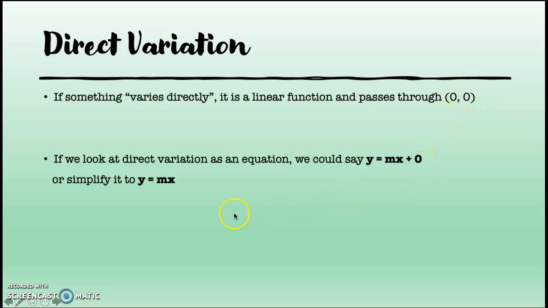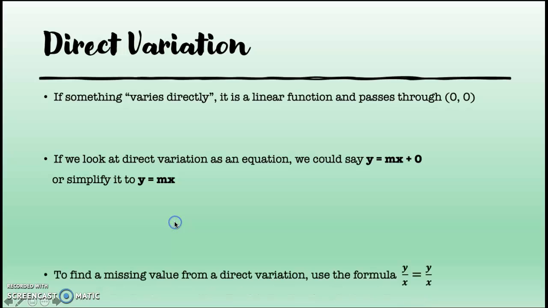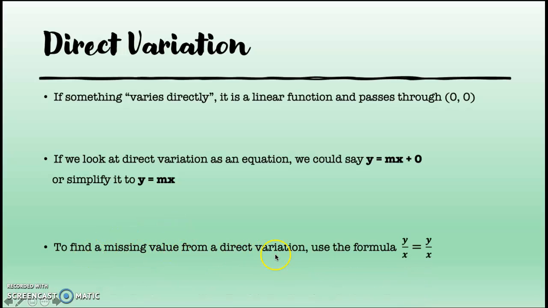So now let's go ahead and look at our third part. To find a missing value from a direct variation, we're going to use the formula y over x equals y over x. All right, so let's go ahead and fly on into some examples, guys.